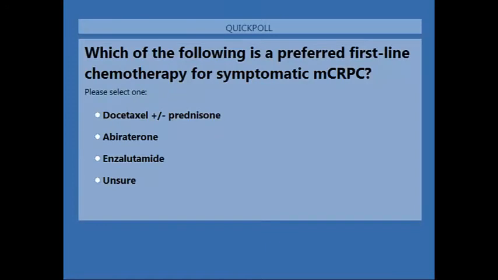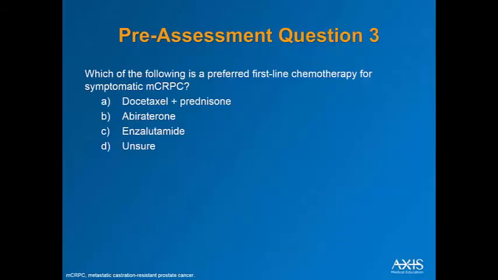Question number 3: which of the following is a preferred first-line chemotherapy for symptomatic metastatic CRPC? Docetaxel, abiraterone, enzalutamide, unsure? The poll is open to the audience.